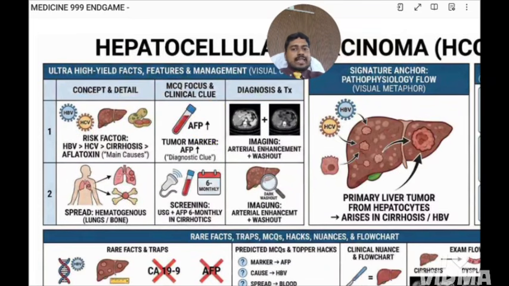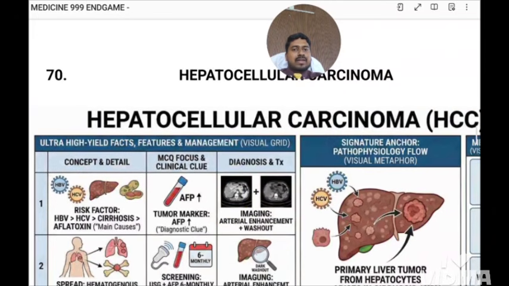Okay. So on imaging, what will you see? You will see arterial enhancement plus washout, which means we'll do a triple phase CT. Triple phase CT. Okay. Triple phase means first we'll take an image when there is no contrast. Second, we'll take a CT immediately after contrast, and third we'll take a CT a few minutes after contrast. So in imaging, you will see arterial enhancement followed by washout.